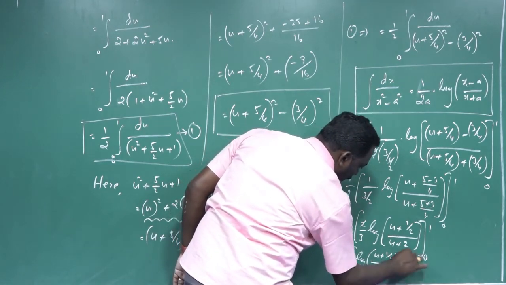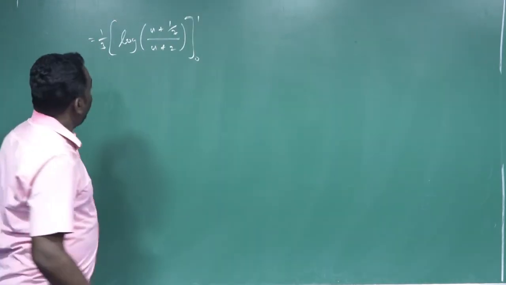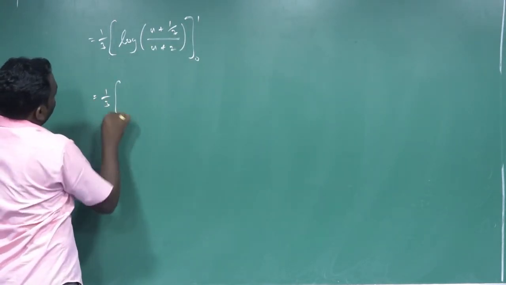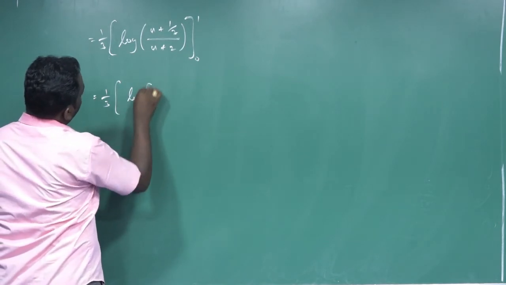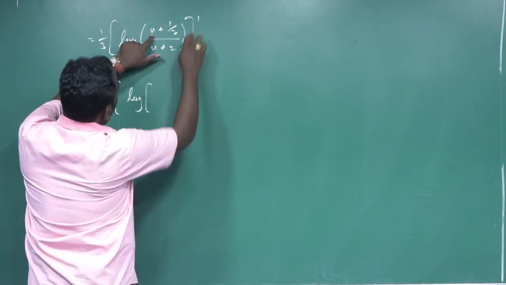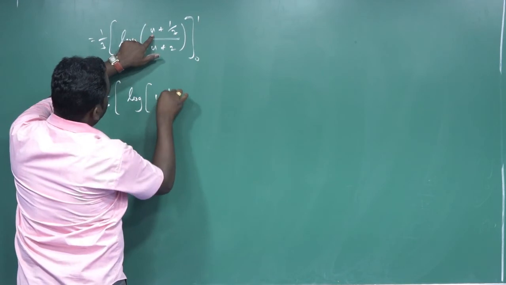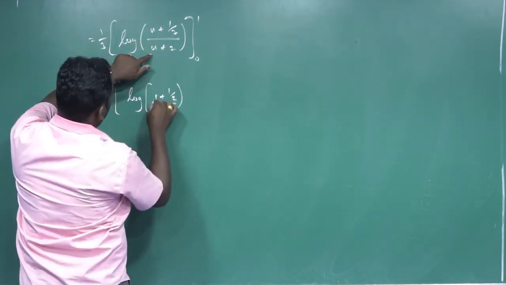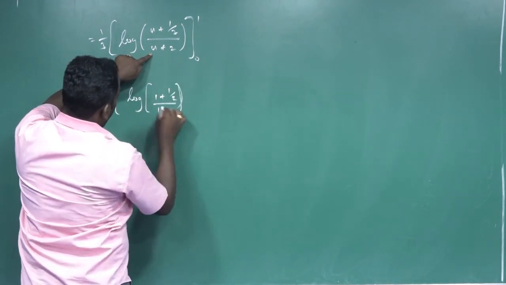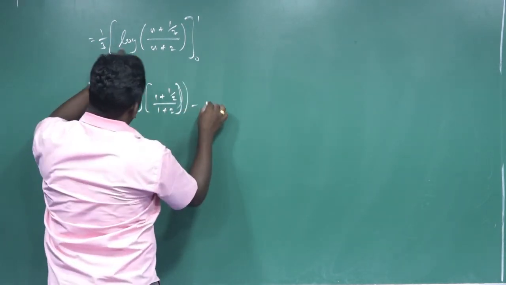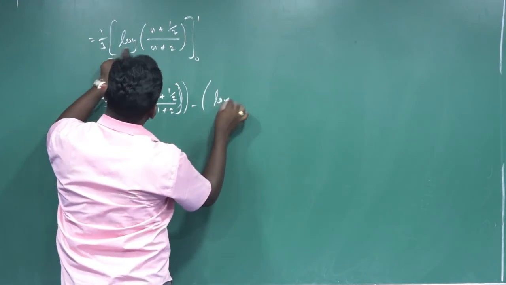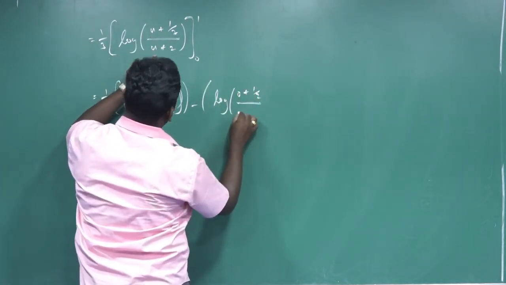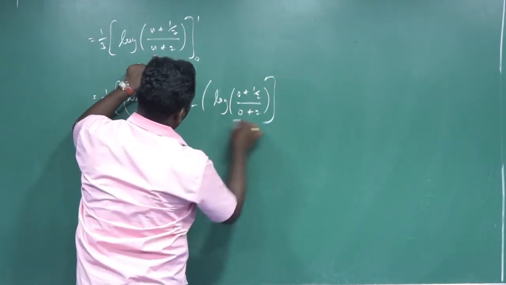The limits are 0 and 1 as it is. Now come to the next line, just apply the upper limit value and lower limit value. That is equal to 1 by 3 outside, log of, within the bracket, u value put 1. Therefore 1 plus 1 by 2, it is (2 by 1 plus 2), upper limit value. Then minus log of u value equal to 0. Therefore it is 0 plus 1 by 2 (by 0 plus 2), it is the lower limit value.